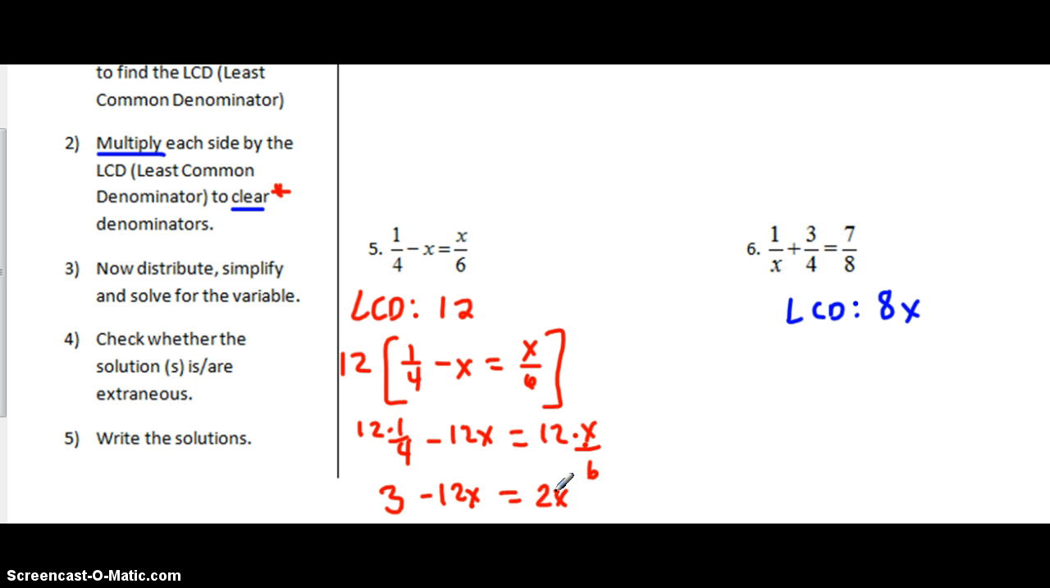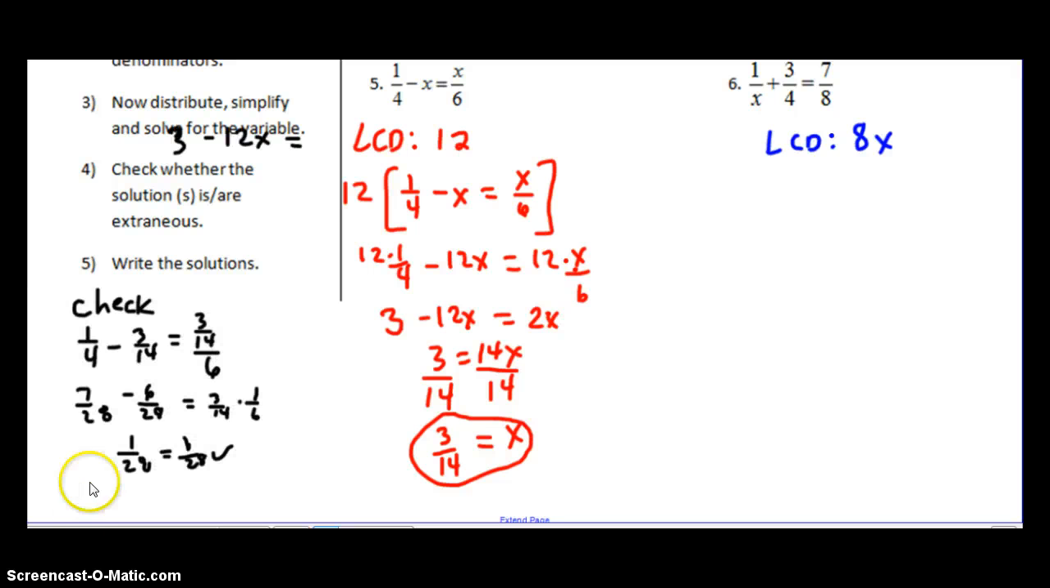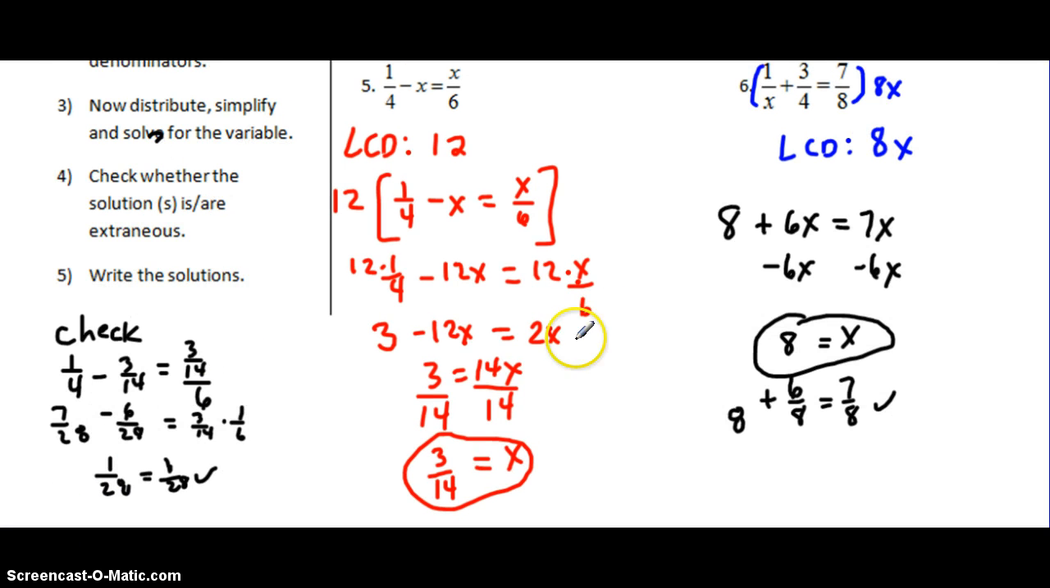Okay, go ahead and solve for x and check it. Okay, so you should get x equals 3 over 14. And for your check, remember you have to plug in 3 over 14 in 2 different places, and it should show that it is a true statement. Alright, I want you to go ahead and try number 6. Your first step again is to multiply 8x by everything here, and then solve for x after you've cleared all the fractions. So when you follow the steps, you'll get x equals 8, and then you will see that it is true.